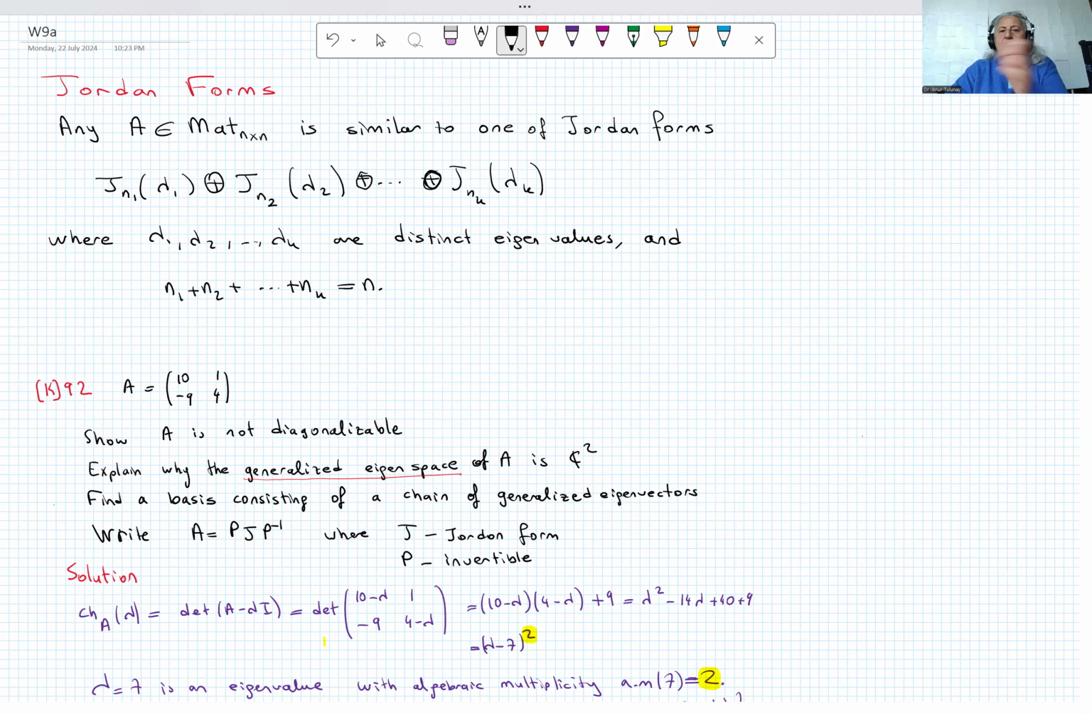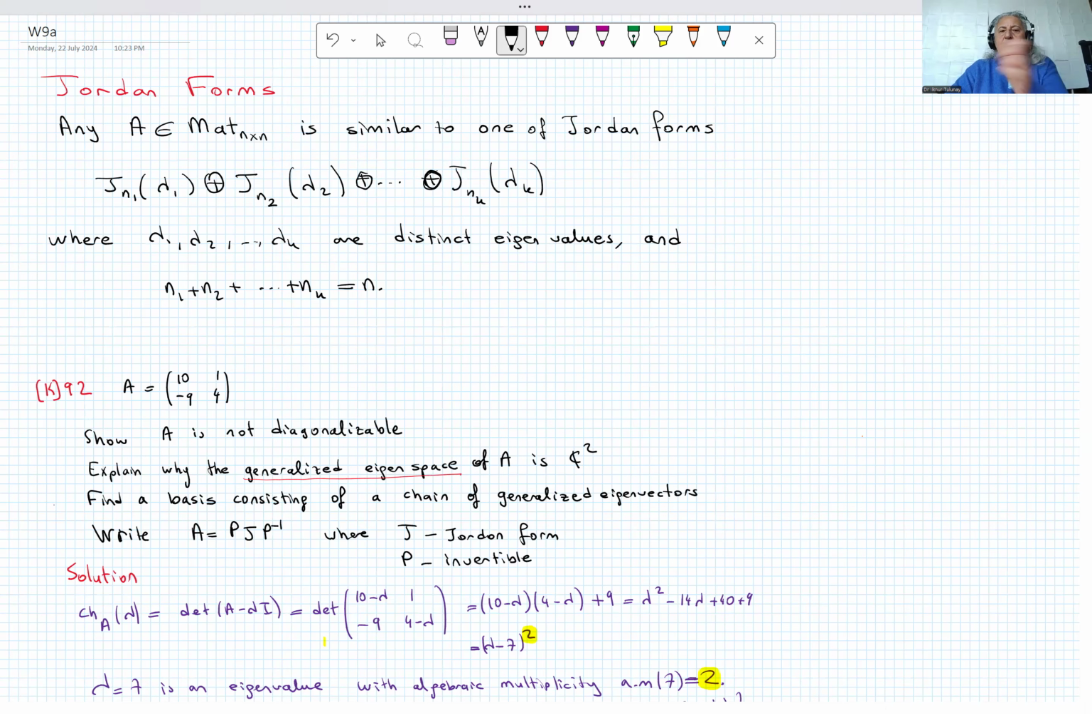So we would like to show three things in this question. We would like to show that A is not diagonalizable, we will find the generalized eigenspaces, and we will write the matrix A as a product of an invertible matrix P and the Jordan form J: PJP inverse. That's the format that we would like to find. And we find a basis consisting of chains of generalized eigenvectors, which gives us this decomposition. That's the general idea for the Jordan forms.